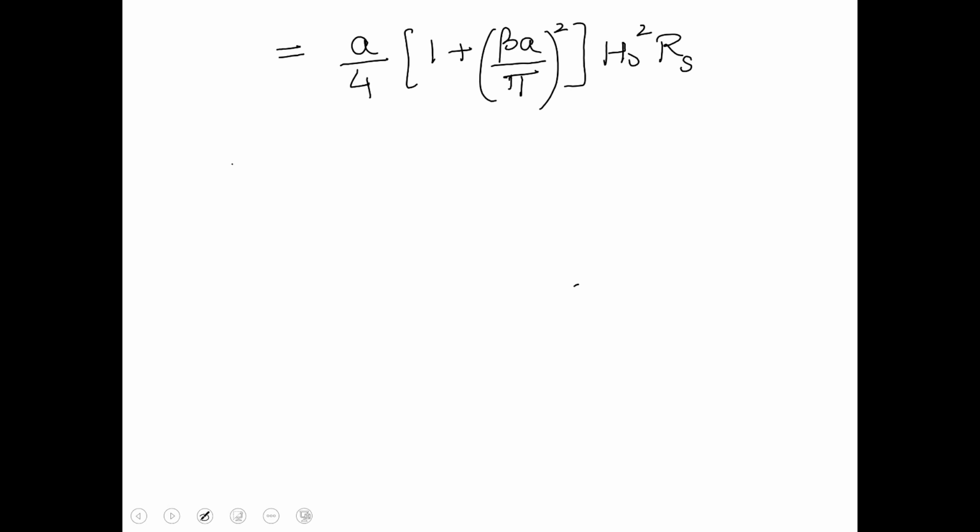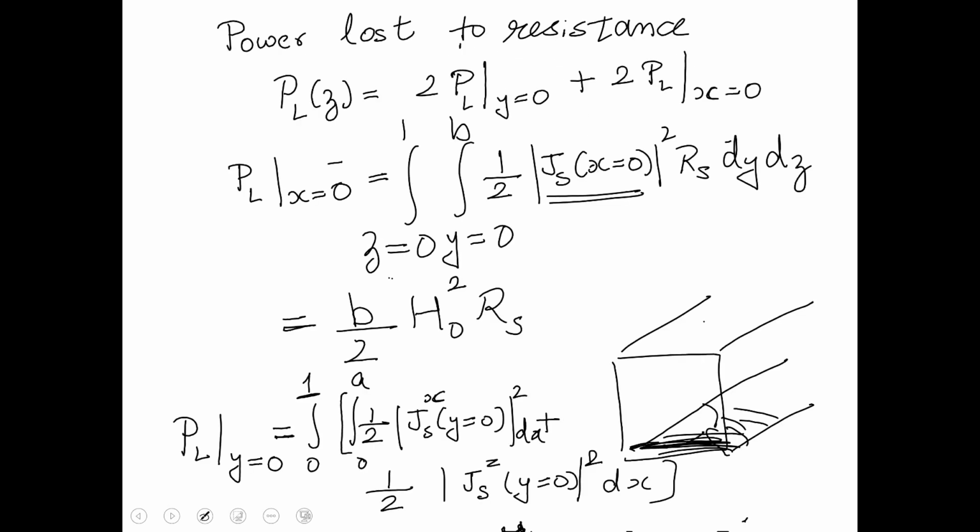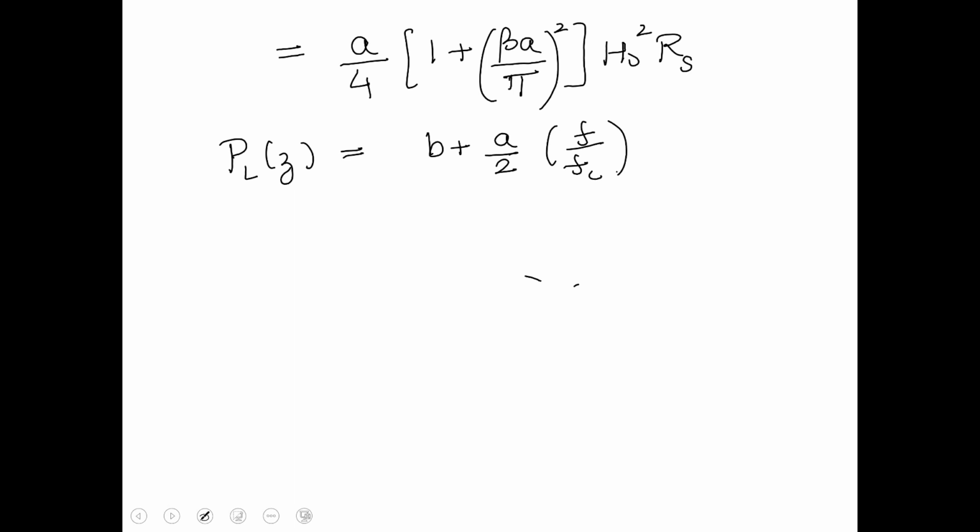So the total loss which I see is the sum of those two losses, and after just doing some simple algebraic manipulations, it turns out to be b plus a by 2 f by fc square h naught square times Rs.